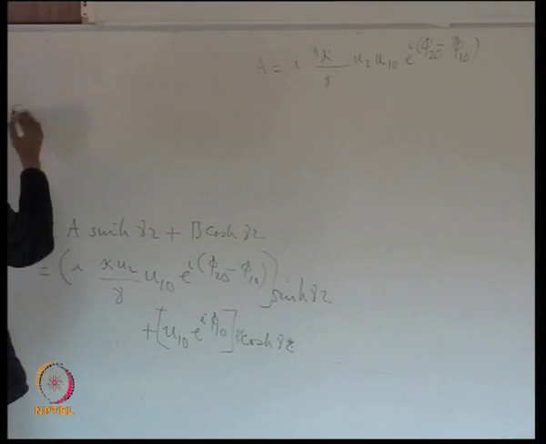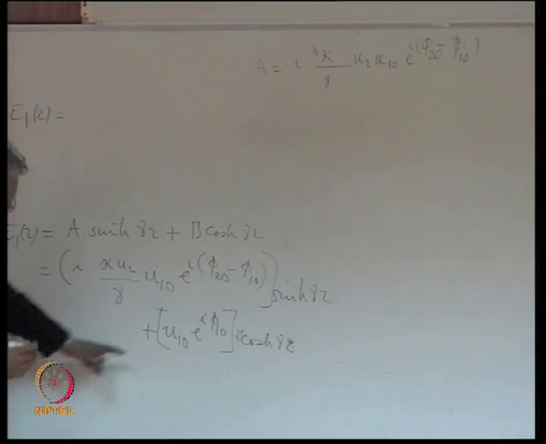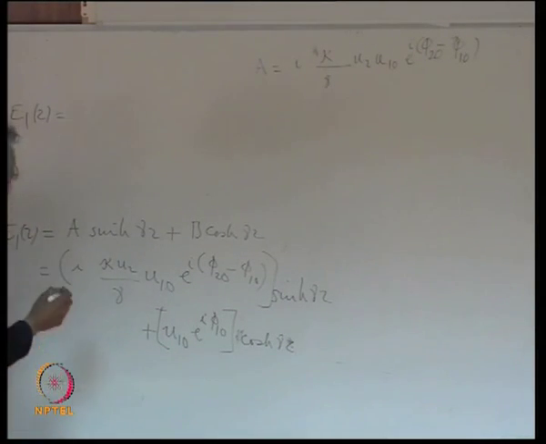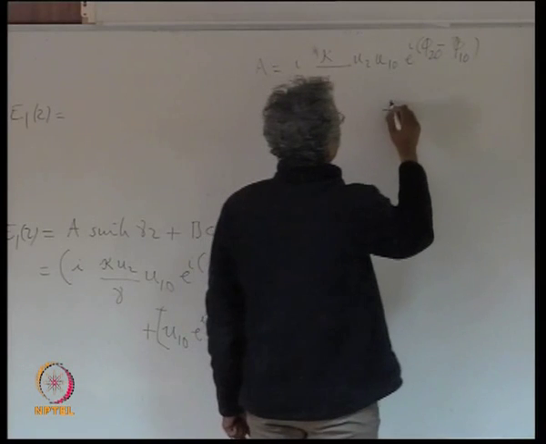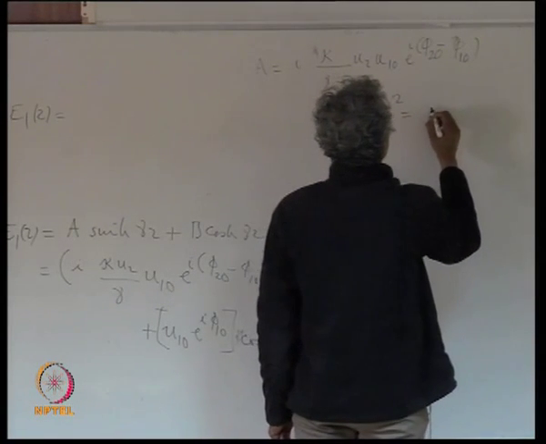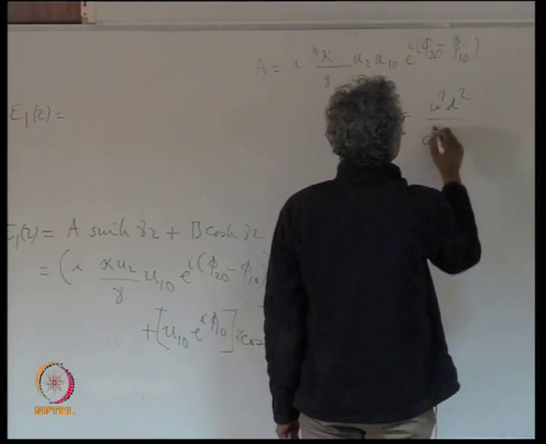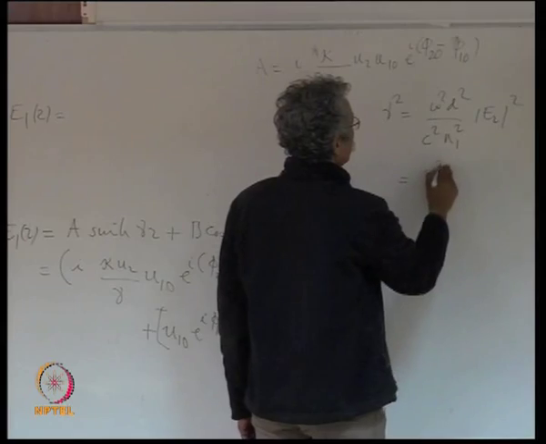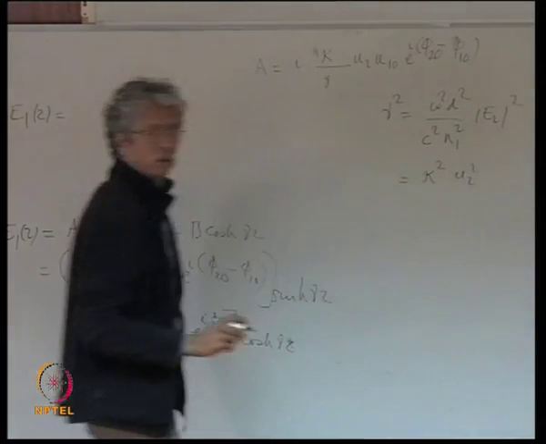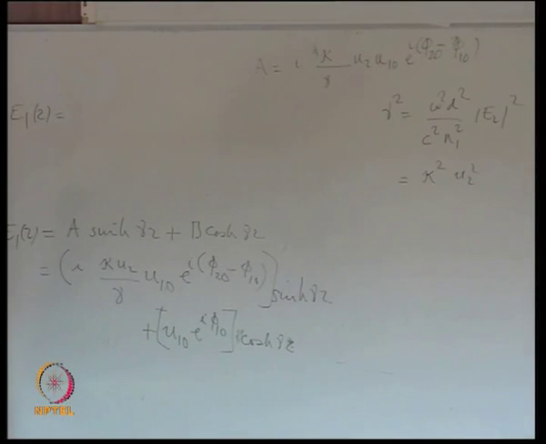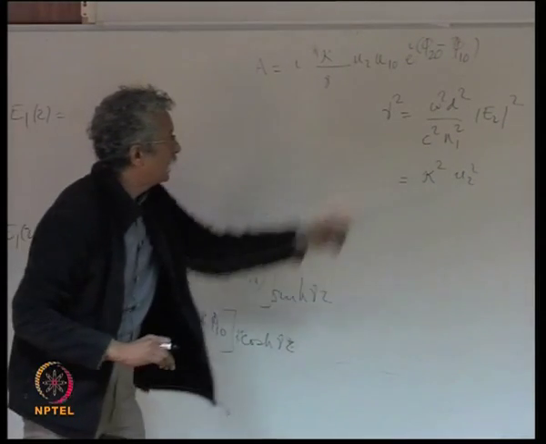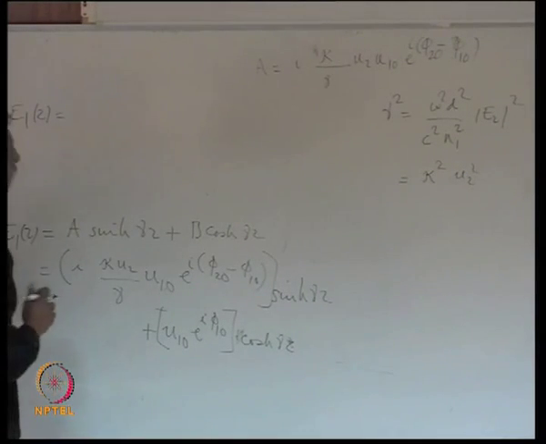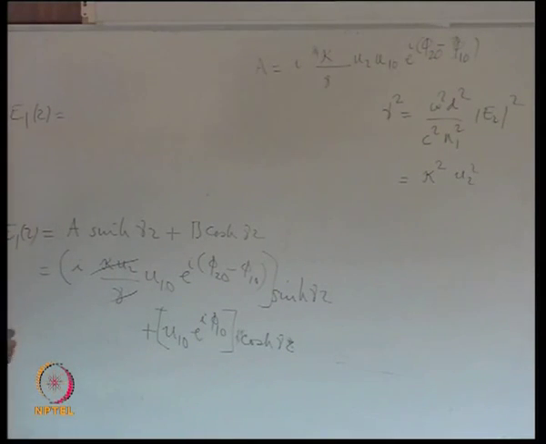So I can write this as E1 of Z. Let me take this common. Now remember, what was gamma square? Gamma square was omega square d square by c square n1 square mod E2 square. This is equal to kappa square into U2 square. I defined gamma square as omega square d square by c square n1 square into mod E2 square. Omega d by c n1 is kappa and mod E2 square is U2 square. So kappa times U2 is equal to gamma. So these cancel off.